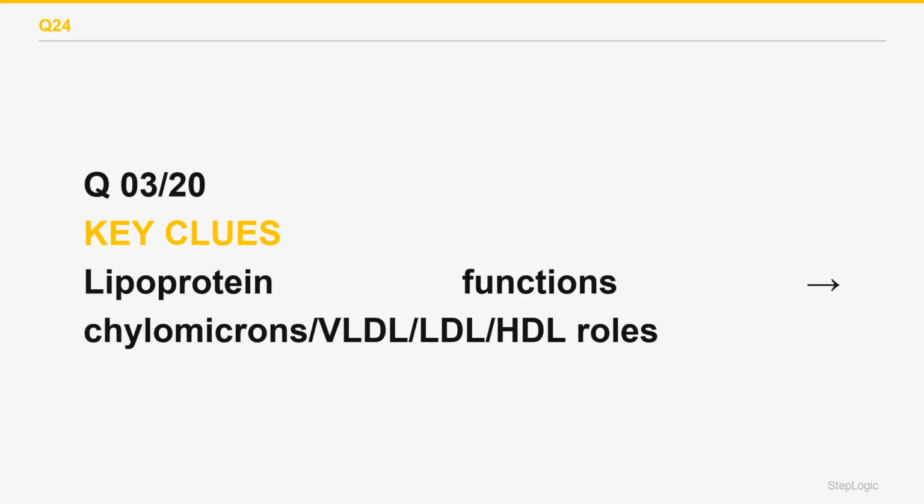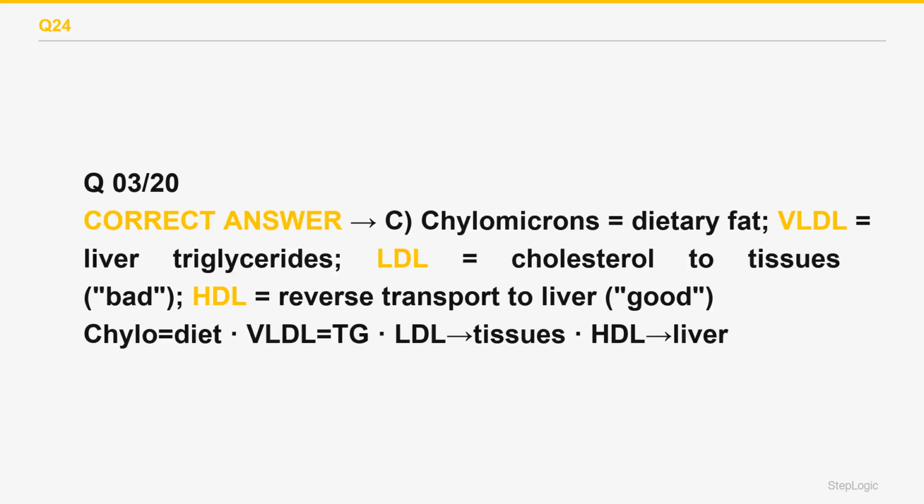Each lipoprotein has a defined transport role. Chylomicrons are made by the intestine and carry dietary, exogenous triglycerides and cholesterol from the gut to tissues. VLDL is made by the liver and carries endogenous, liver-synthesized triglycerides to peripheral tissues. As VLDL unloads triglyceride via lipoprotein lipase, it becomes LDL, which delivers cholesterol to peripheral tissues. LDL is the bad cholesterol because high levels deposit in arteries. HDL performs reverse cholesterol transport, picking up excess cholesterol from tissues and returning it to the liver, the good cholesterol.